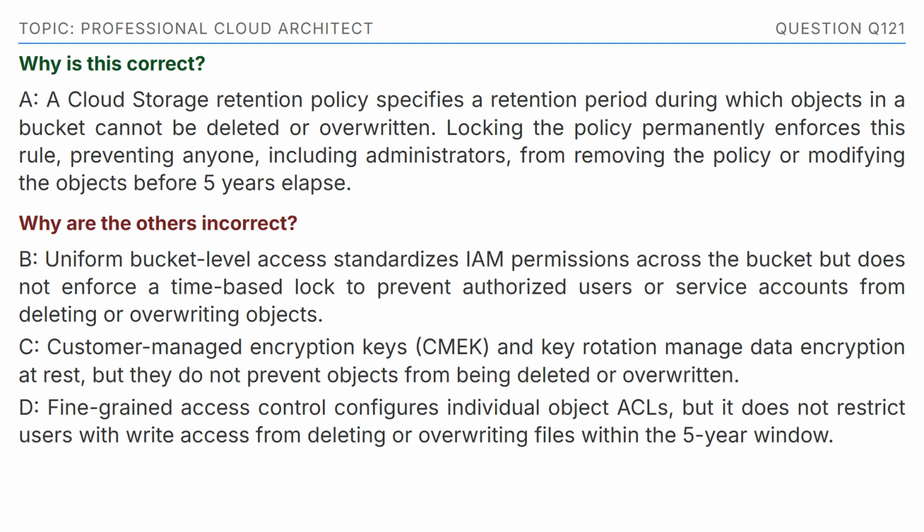Why are the others incorrect? B. Uniform bucket level access standardizes IAM permissions across the bucket but does not enforce a time-based lock to prevent authorized users or service accounts from deleting or overwriting objects. C. Customer managed encryption keys, CMEK, and key rotation manage data encryption at rest, but they do not prevent objects from being deleted or overwritten. D. Fine-grained access control configures individual object ACLs, but it does not restrict users with write access from deleting or overwriting files within the 5-year window.